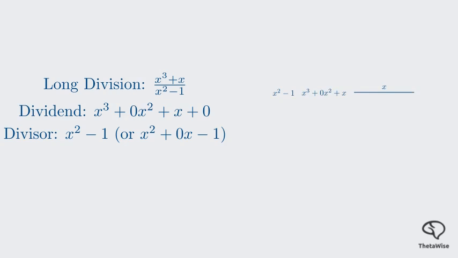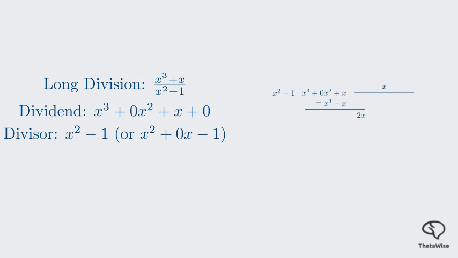The answer is x. Multiply x by the divisor, x squared minus 1, to get x cubed minus x. Place this below the dividend. Now subtract. Remember the minus sign distributes to both terms. X cubed minus x cubed is 0. X minus negative x is x plus x, which is 2x. We bring down the other terms if there were any, but here we just have 2x.